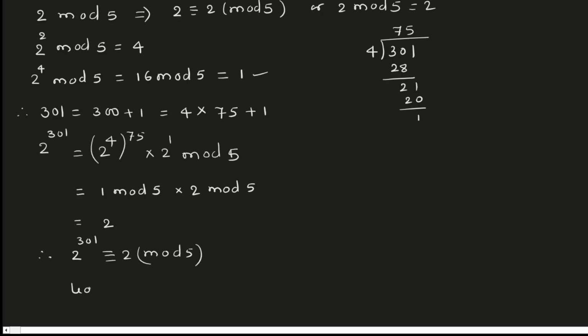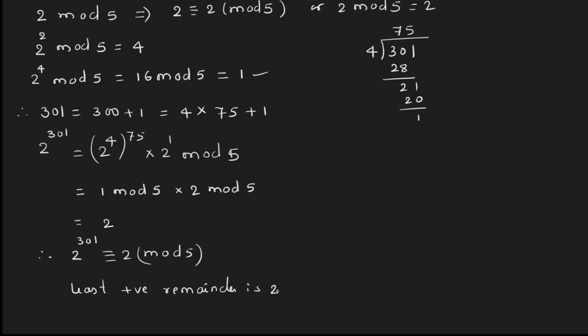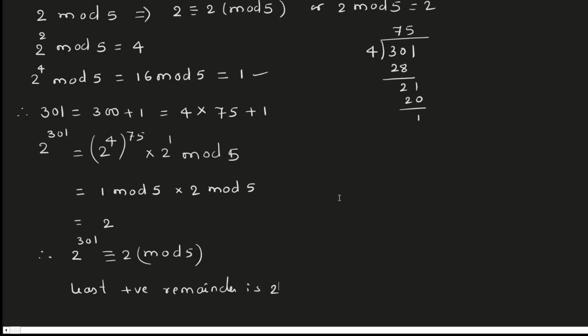So the least positive remainder is what? The least positive remainder is 2. You can perform in any way. Whichever you feel easy, you perform using that method. Now, shall we check one more example? Yes. Okay.